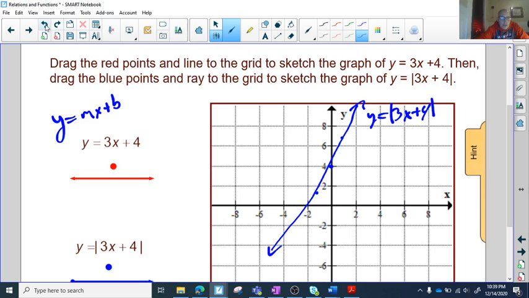Oh, let's not put that on there. So let's use a different color and say, well, what if it was this instead? What we do know is that if you take the absolute value, it should make all of your y values, the answers here, always positive. I should never get negatives.